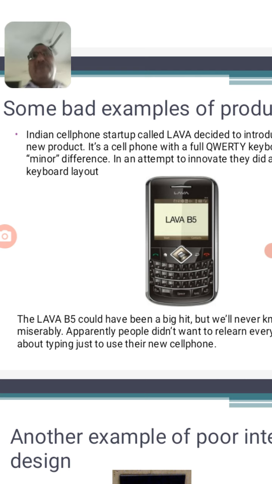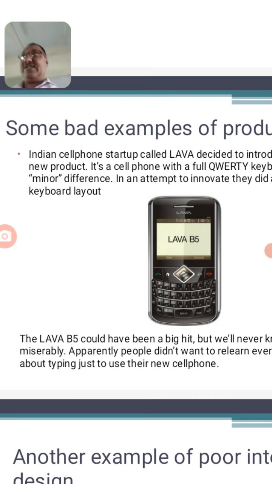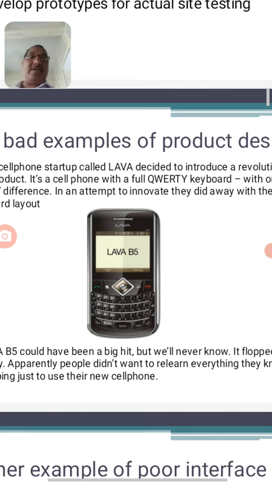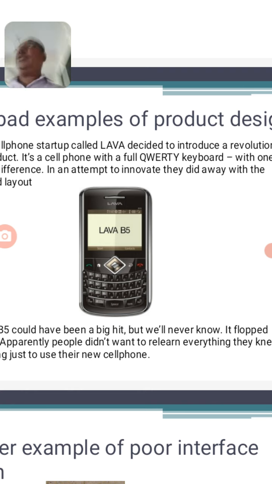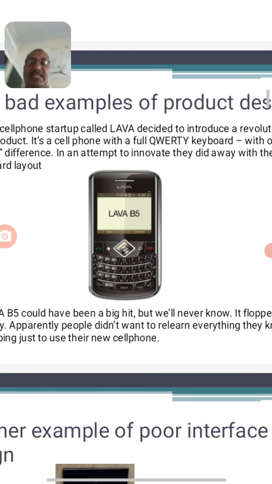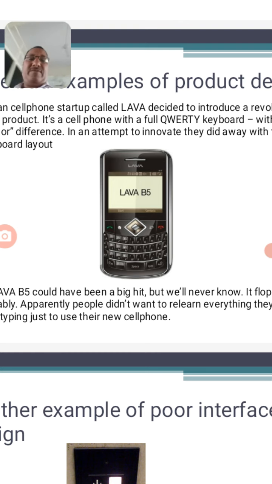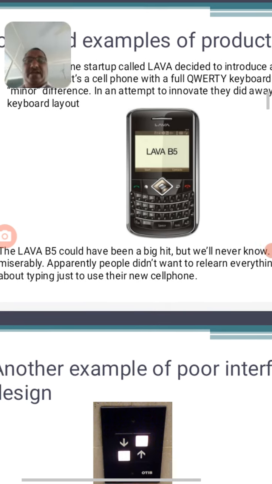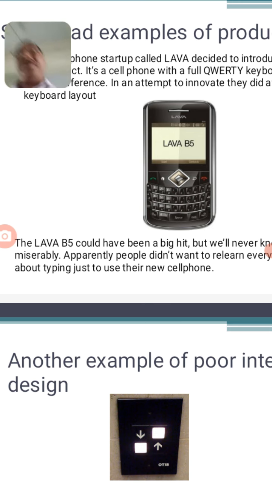If the Lava B5 product would have had a regular typing keypad, then it might have been a very big hit or a very successful handset. But due to a silly mistake that they made some changes, a single change in the keypad, which made this cell phone a very bad hit. It failed miserably due to a single change in a keypad.